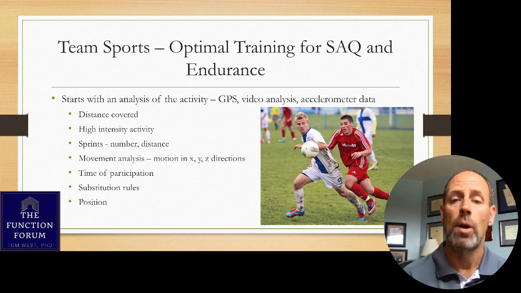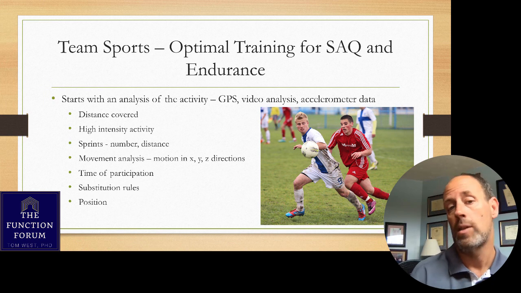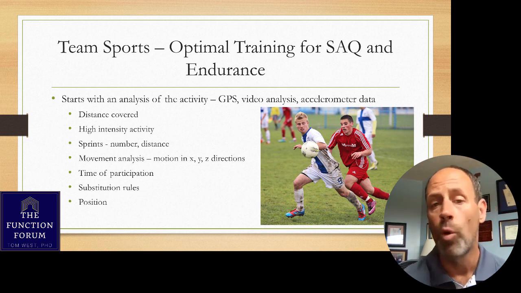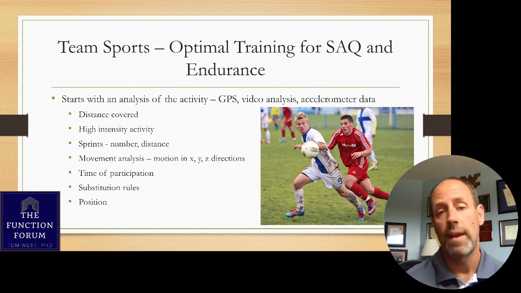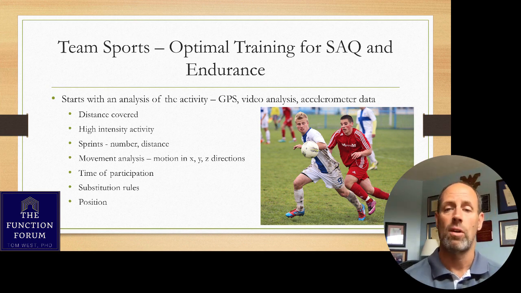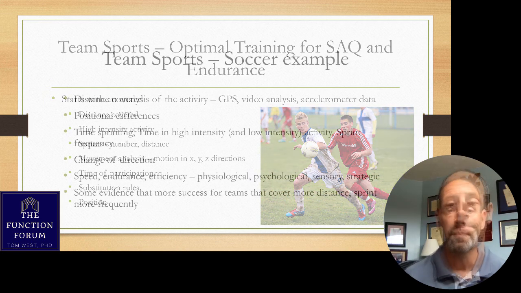And then they've even broken down some of these factors based upon the position that the person plays. Because again, you may train a forward very differently than a defender in soccer, because some of the demands are different in terms of, again, how they move about the field.